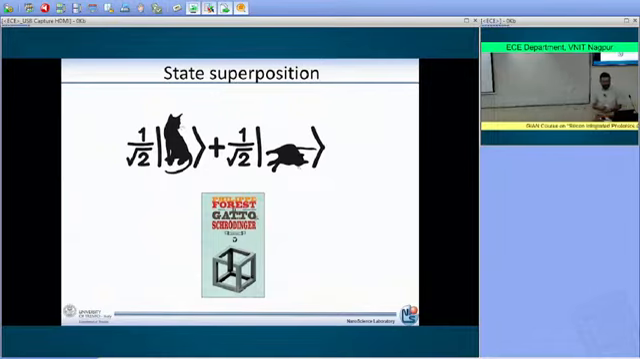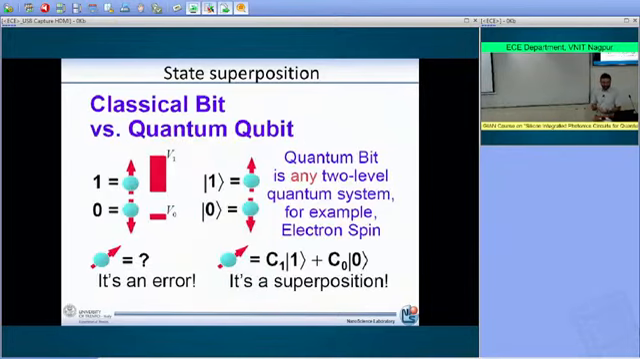This concept of state superposition is translated into the concept of quantum bit. In a classical bit, what we have is a binary representation of the bits. So the bit can be in a state 1, and the bit can be in a state 0. Any other situation is an error.